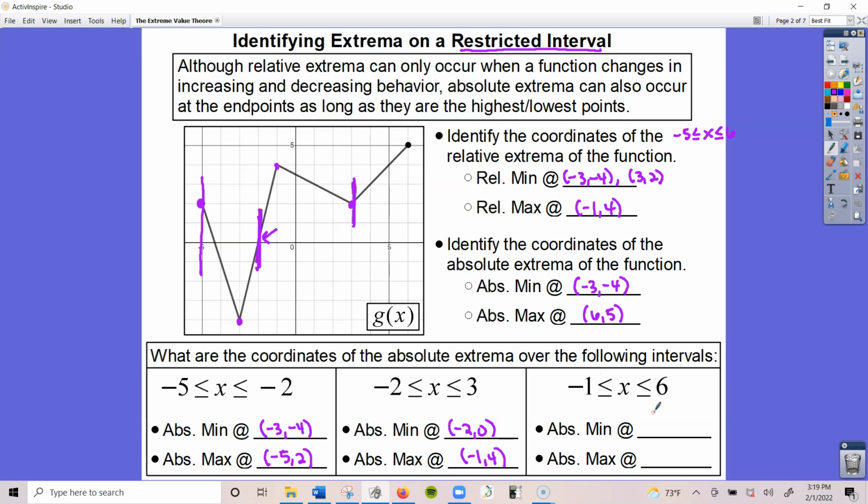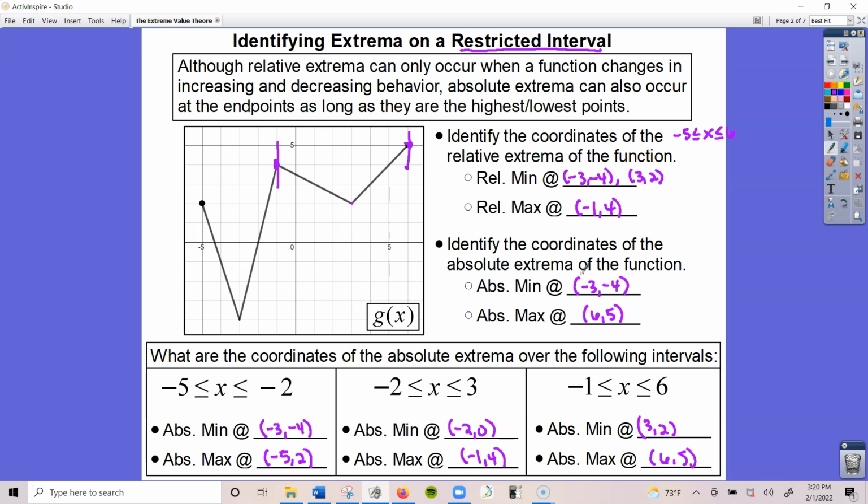For my last interval from -1 to 6, let me erase this here so we can focus. From -1 to 6, that means that we're looking at from this point to this point, so this section. The absolute minimum would be this one here. This is the lowest point on that section, so that's at (3, 2). And our absolute maximum was the one that we identified earlier, which is at (6, 5).